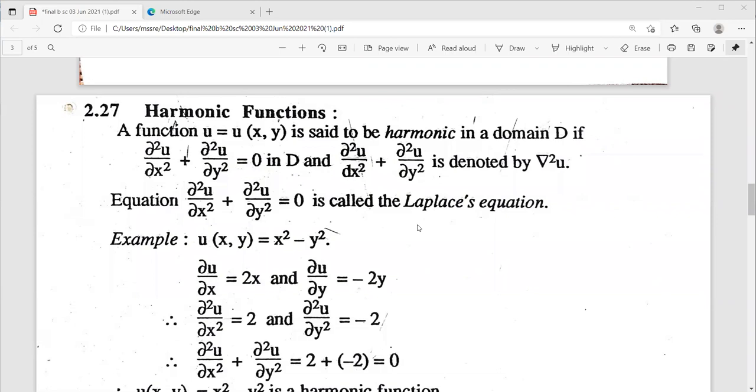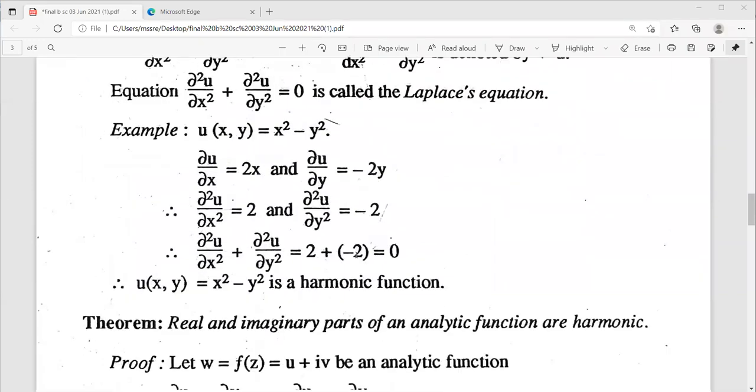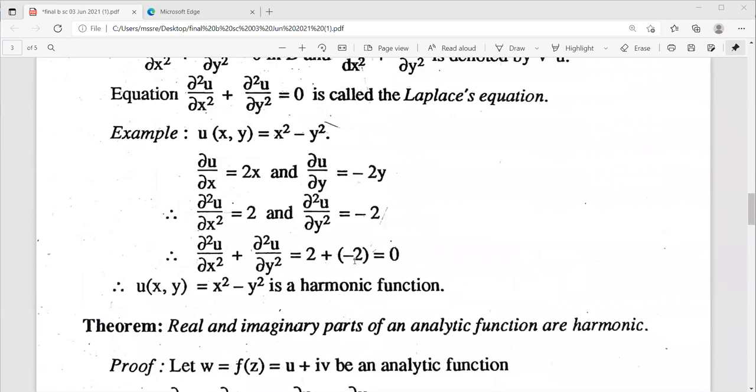Now differentiate u with respect to y: 2x. Differentiate once again with respect to y: 0. Add those two zeros. Is it harmonic? Yes, sir. So if you take another example, v equals 2xy, that function is also harmonic.